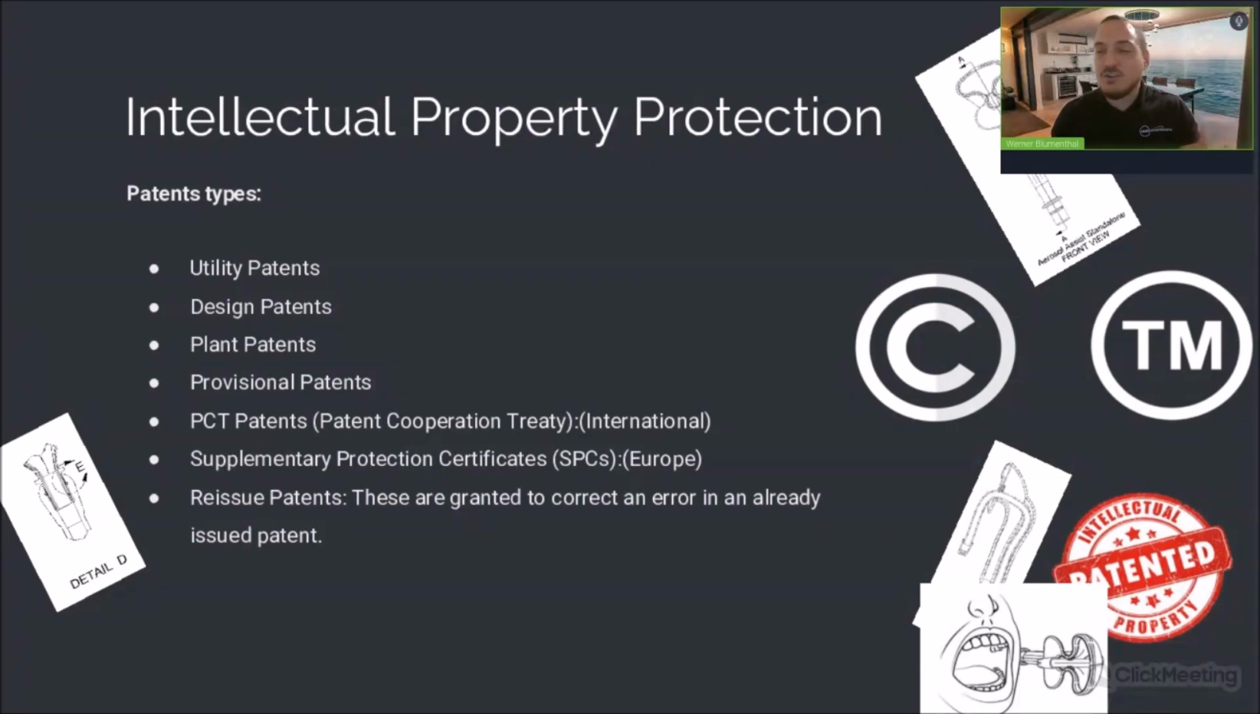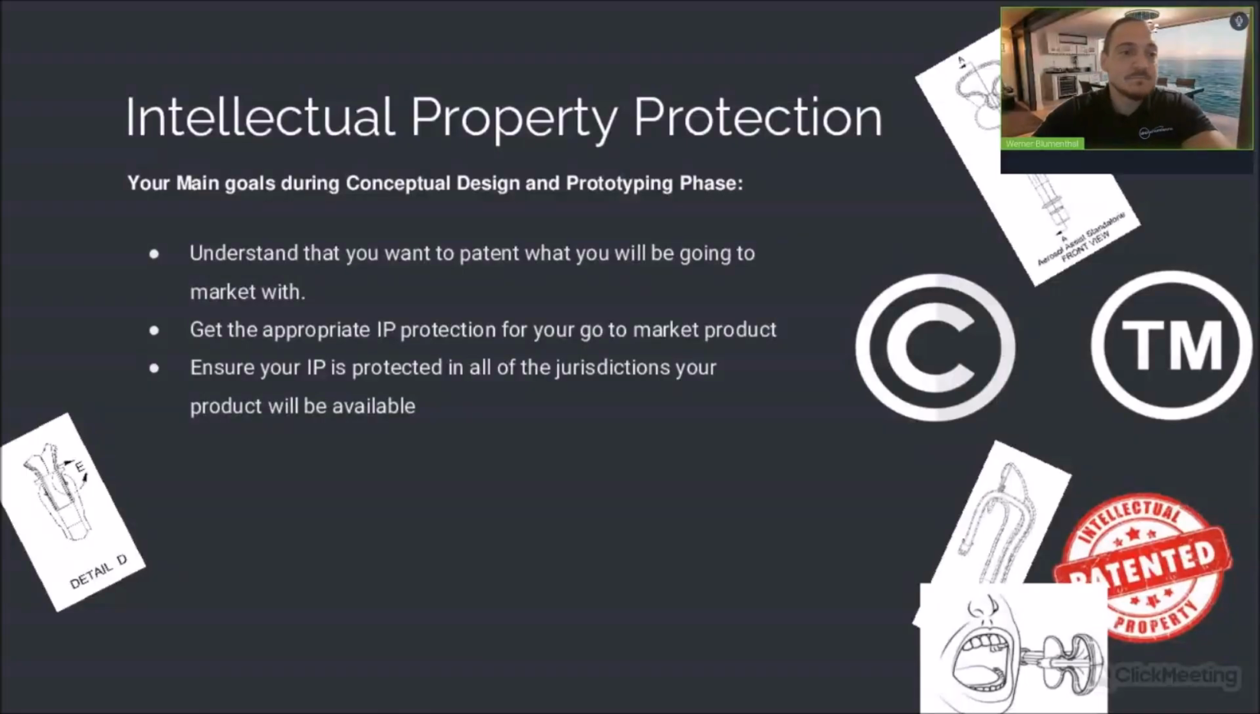There are international patents, European patents, so you can get them depending on where you want to sell. So what are you trying to get out of this step? Understand what you're patenting and where you're going to be going to market with it. Get the IP protection in the markets that you're going to be selling in. Make sure that you're protecting your product in all the jurisdictions where you're trying to sell.